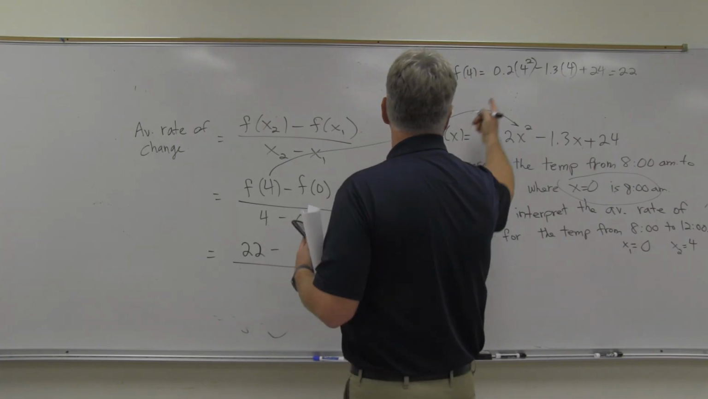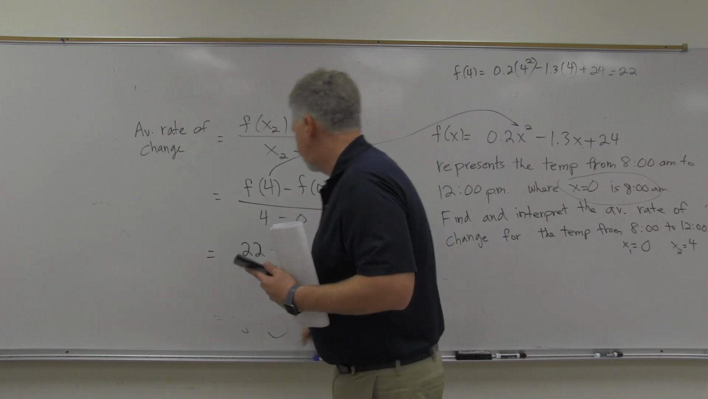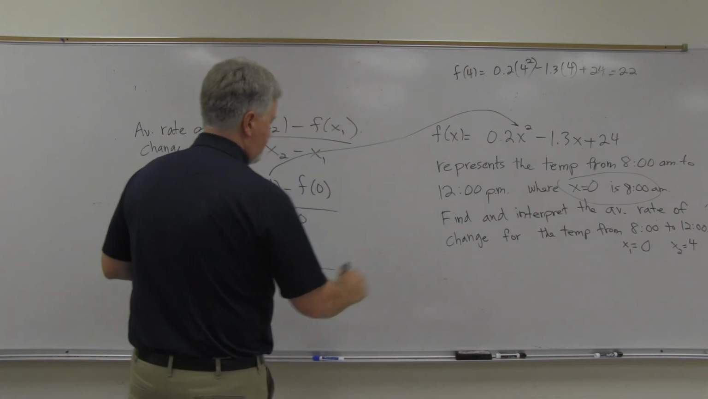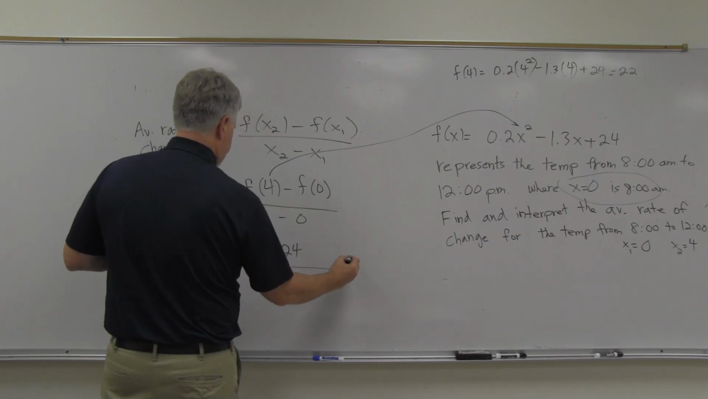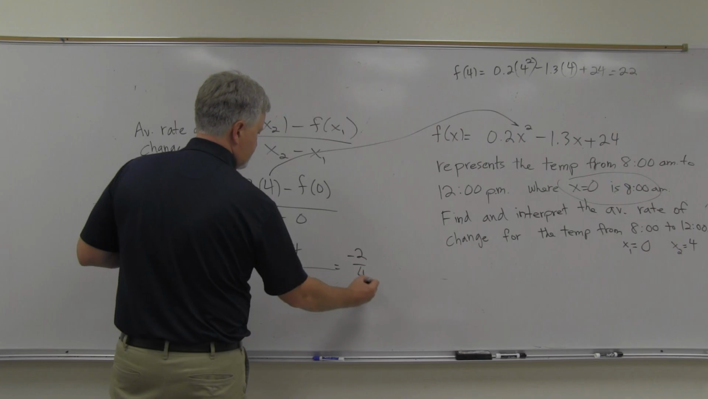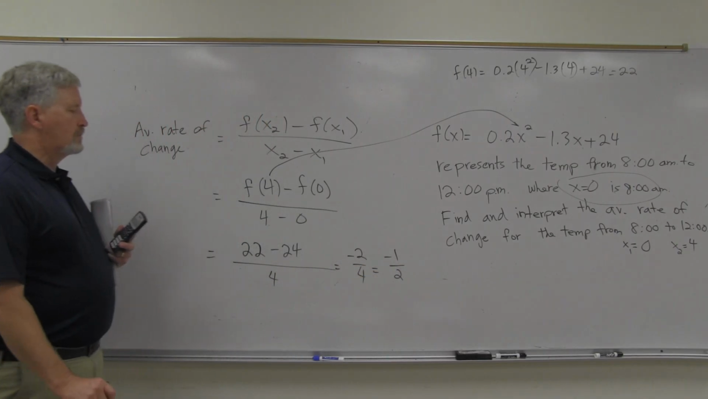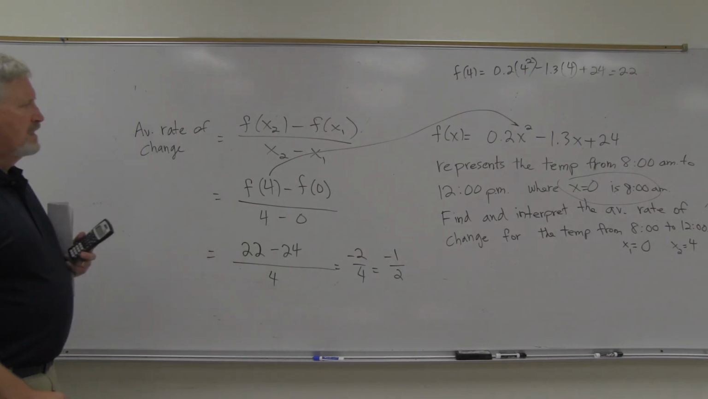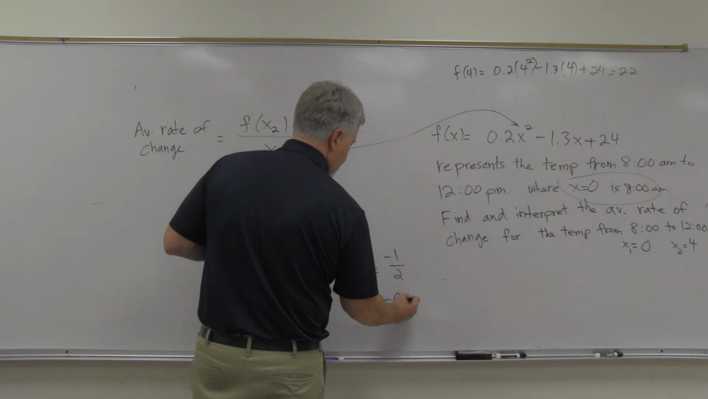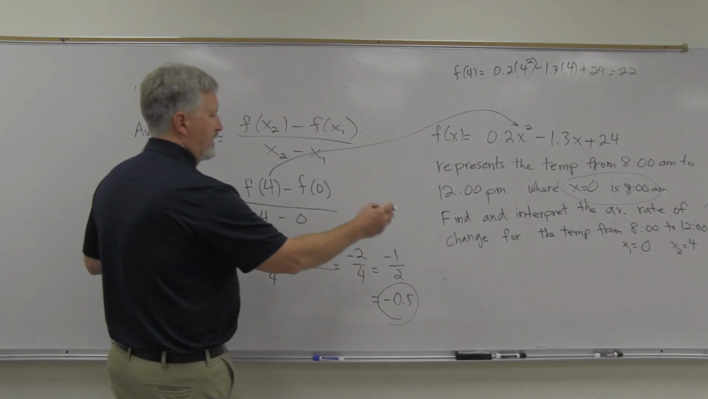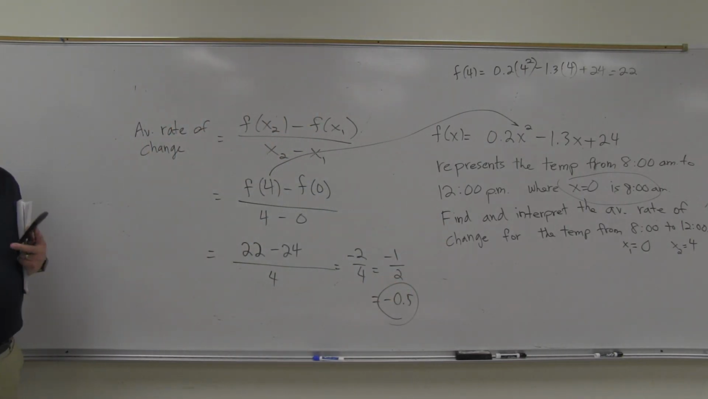F of 0 is a little easier. Plug in x to be 0, and I get 24. And then 4 minus 0, that's 4, so I've got negative 2 over 4, so that's negative 1 half, negative 0.5. Since that's in decimal, let's change it to decimal. Negative 0.5, that's my average rate of change for this particular case.